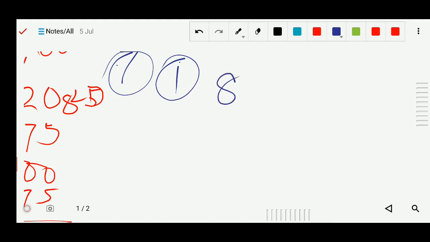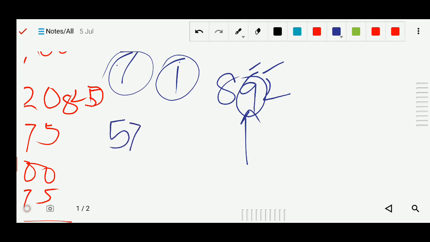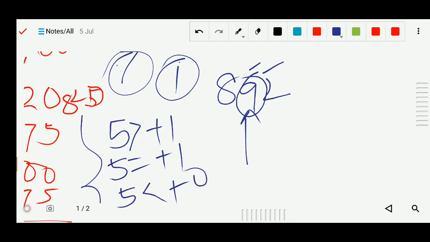The question is 892. First of all we will do it to the nearest 10. 10 means ones, tens, and we will round this 9, put the arrow, and we know the rule: if greater than 5, we do plus 1. Equal to 5, we do plus 1. If it is less than 5, we do plus 0. So this is the table. On the right side of this circle you check the digit 2, so we will do plus 0 because it is less than 5.